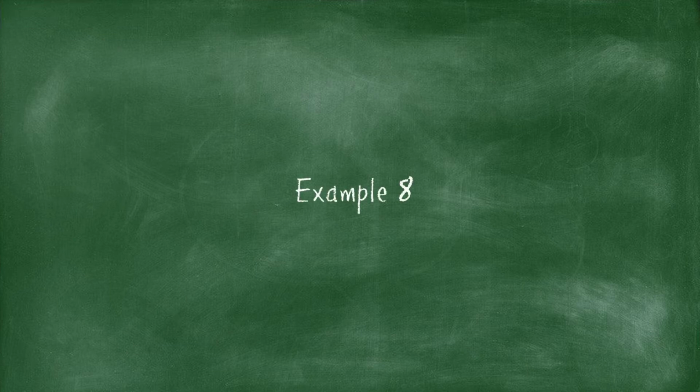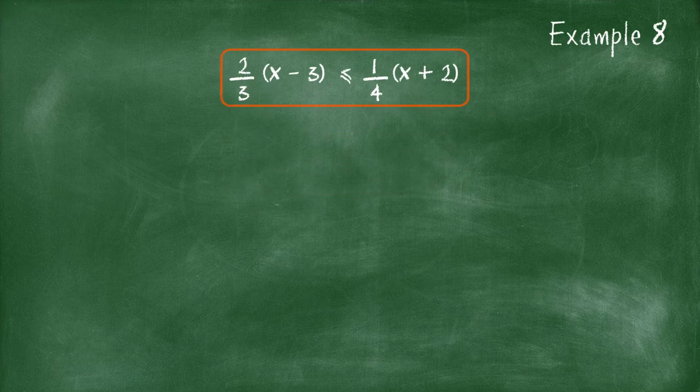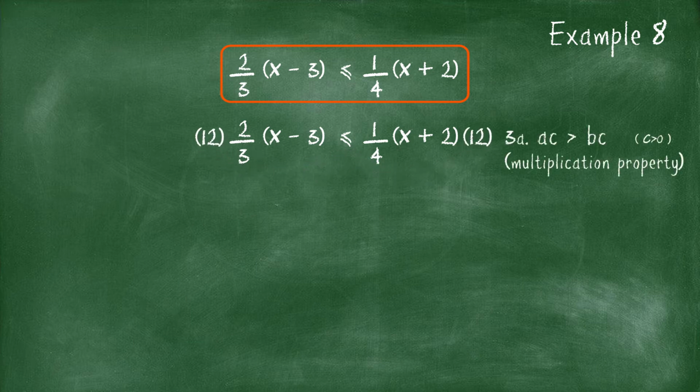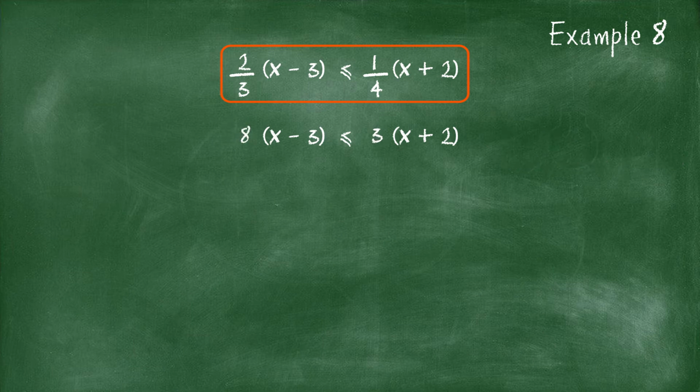In example 8, firstly, let's get rid of the fractions by multiplying both sides by the lowest common multiple of the two denominators. In this case, that would be 12. This is done by employing property 3a, giving us this. As in the previous example, we will expand the brackets and simplify both sides individually.